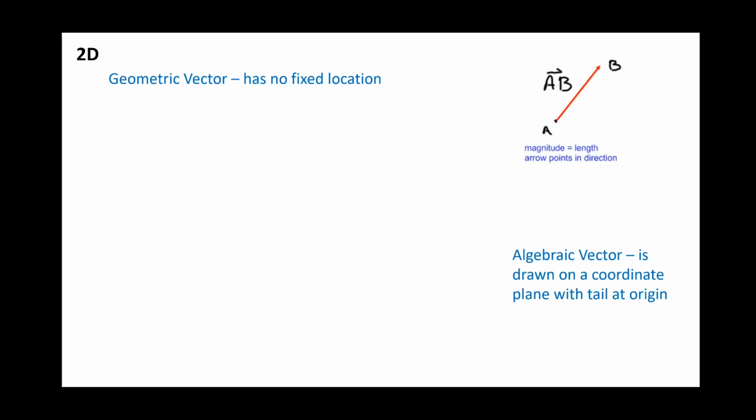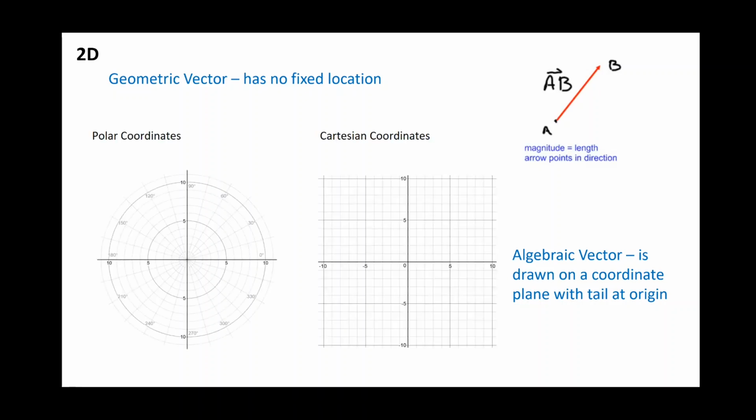Algebraic vectors are drawn on a coordinate plane, and the tail has to be at the origin. Now, for 2 dimensions, the coordinate plane could be a polar plane or a Cartesian plane. We're going to be working with the Cartesian plane, but I'm going to briefly show you polar coordinates as well. So let's move the geometric vector onto the coordinate grid with the tail at the origin.